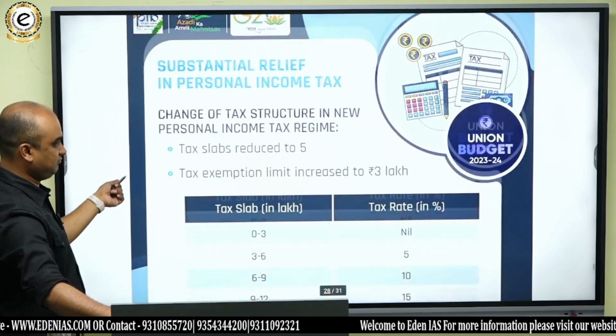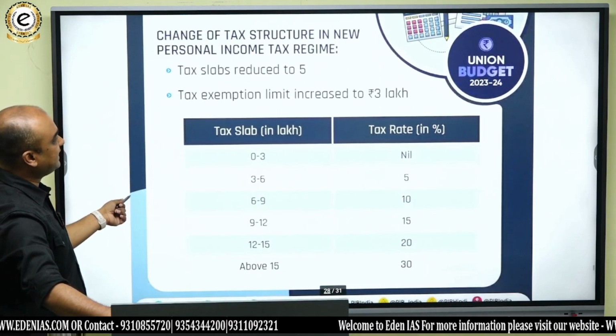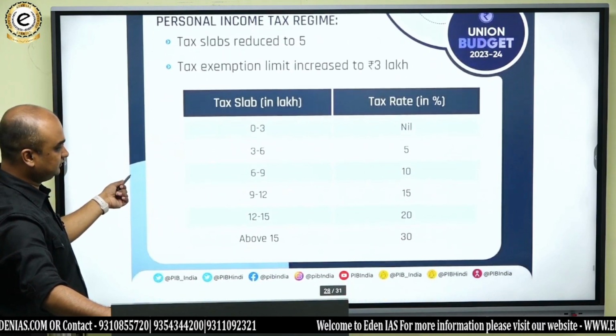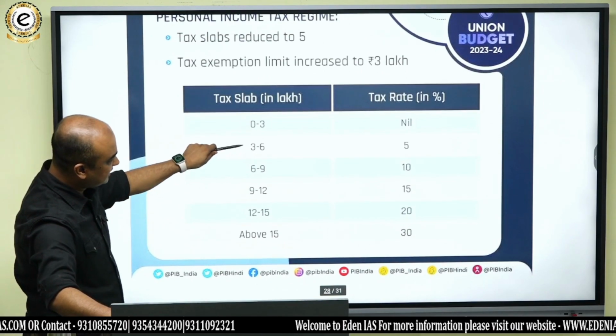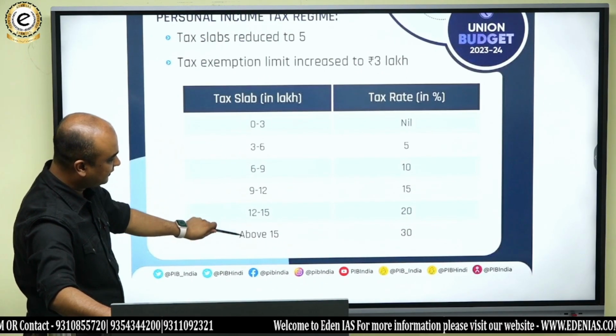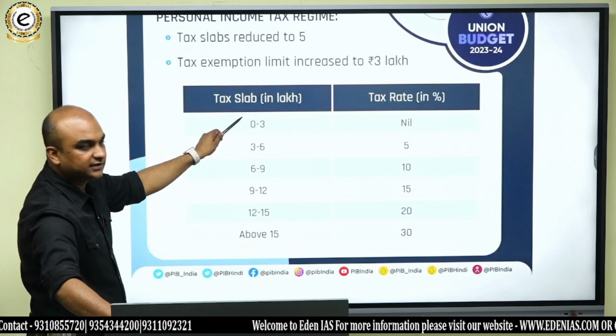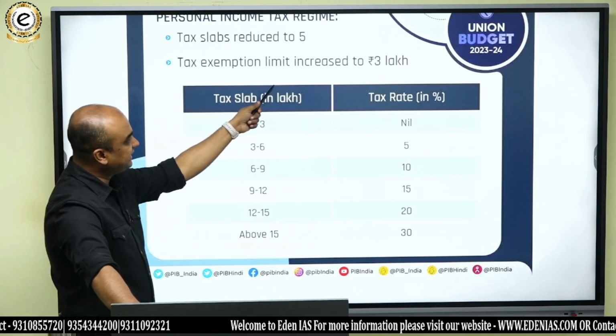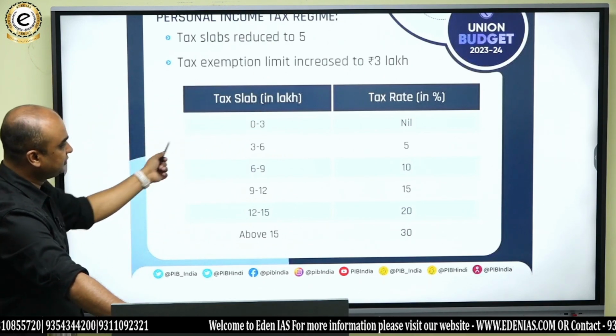इनकम टैक्स में कुछ रिलीफ मिला है. टैक्स स्लैब्स रिड्यूस टू 5. नाउ दीज आर द 5 स्लैब्स, 1 2 3 4 5, बिकॉज ये तो टैक्स नहीं दे रहे, ठीक है. टैक्स एग्जेम्पशन लिमिट इंक्रीज टू 3 लाख, 0 to 3 नील होता है.